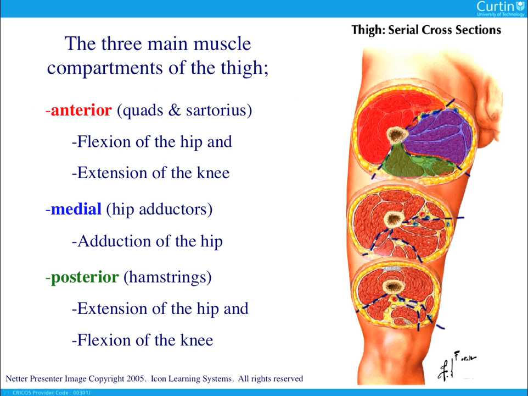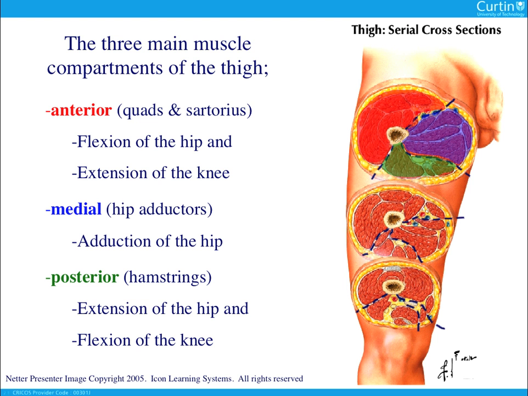Muscles of the thigh. It's important you understand the compartmentalization of the muscles of the thigh, and we'll go through that here. Anteriorly, we have the quads and sartorius. So if it's in the anterior compartment, it's going to be a flexor of the hip and an extensor of the knee. The medial compartment is the hip adductors, which is going to do adduction of the hip. Posteriorly, this compartment that you can see here, these are the hamstrings, and they're going to extend the hip, and they're also going to flex the knee.